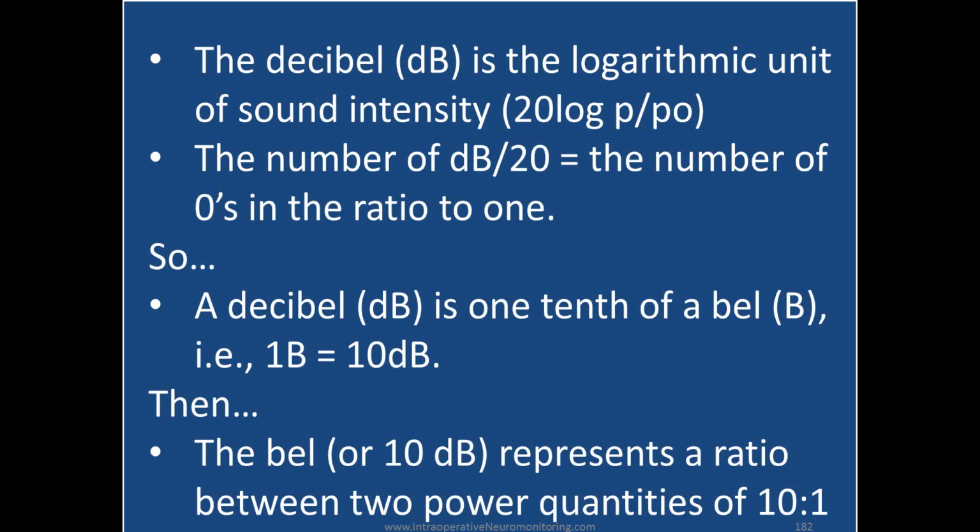The decibel, or dB, is the logarithmic unit of sound intensity. The number of decibels divided by 20 is the number of zeros in the ratio to 1. A decibel is 1/10 of a bel, or 1 bel is 10 decibels. Then a bel, or 10 decibels, represents the ratio between two power quantities of a 10-to-1 ratio.